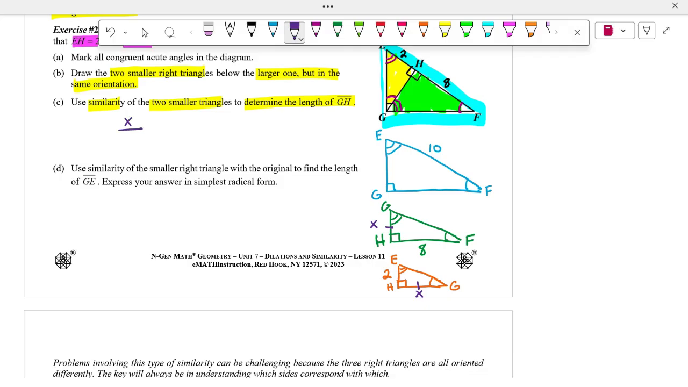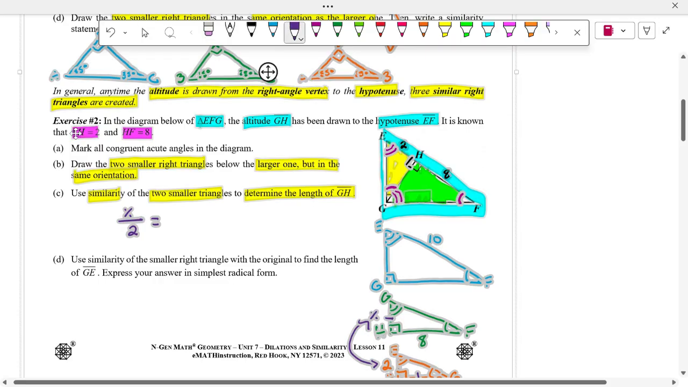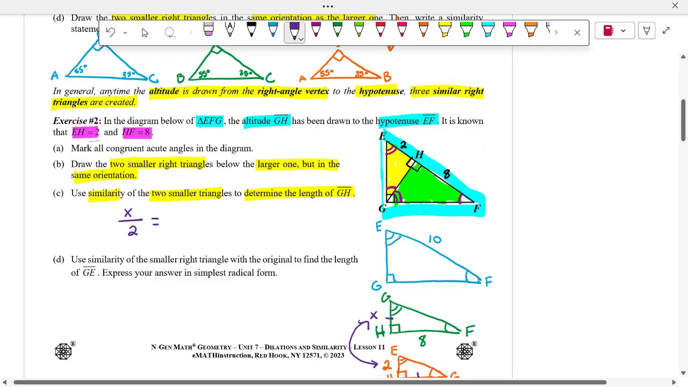So that's the side GH. What corresponds to X on the orange triangle? 2. Because they're oriented the same way, they're corresponding. We're going to set equal to, yes. Can you explain how you got the 2 and the 8 again? They told us that. They just flat out told it to us up here.